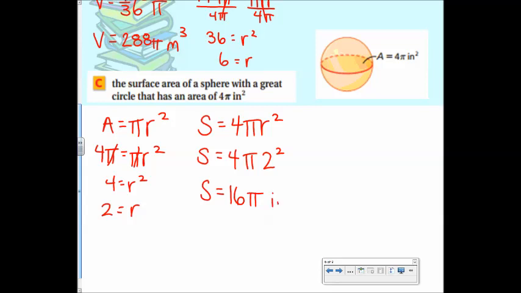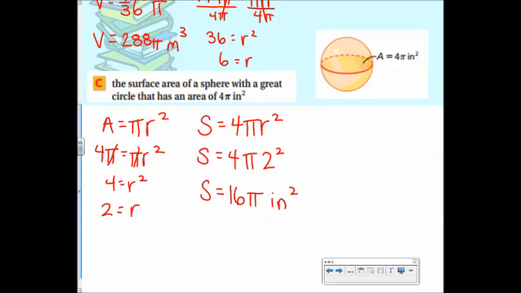Could we have shortcutted to that? Yes. How? Not the radius. We didn't really need to do this because we knew pi r squared was equal to what? 4 pi. So we could have just taken out the pi r squared here and plugged in what? 4 pi, and then it would just be 4 times 4 pi. So if you have the area of the great circle, that can plug in here too.